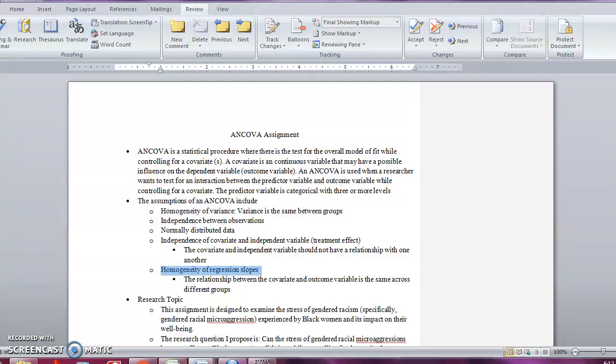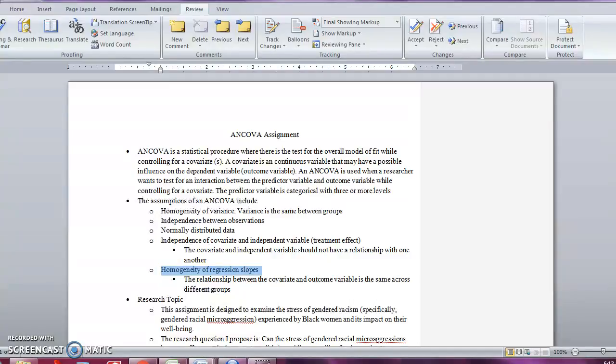You're going to use an ANCOVA when you have a categorical predictive variable with three or more levels. So you have group 1, group 2, group 3, and more if that's what you're doing. Your covariate is going to be a continuous variable, and your outcome variable is going to be a continuous variable as well, interval-wise. The assumptions of an ANCOVA are essentially the same as an ANOVA, but with 2 additional assumptions.